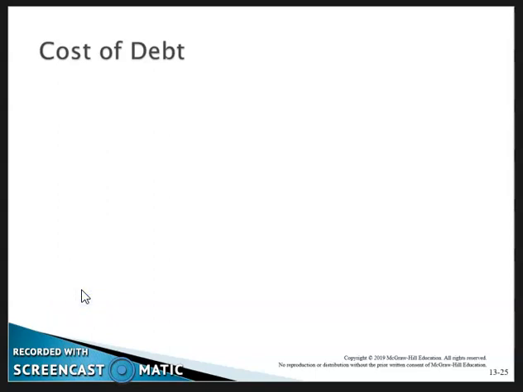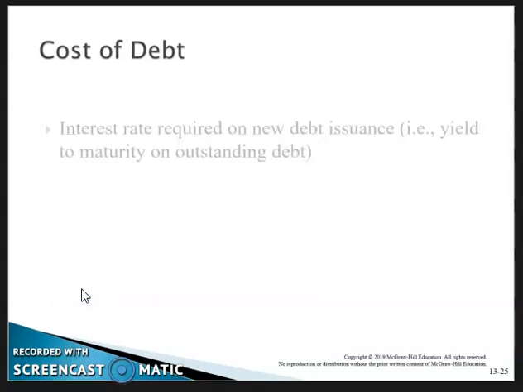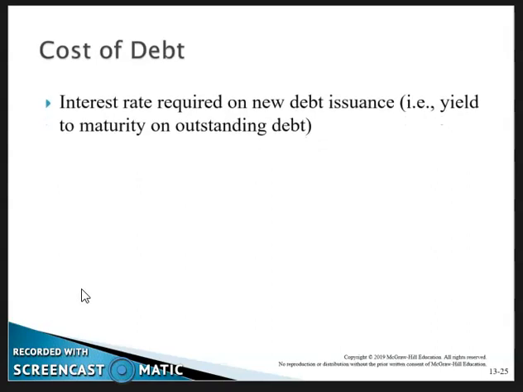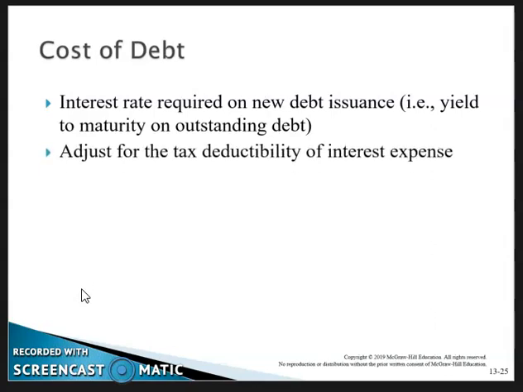Okay, cost of debt. The interest rate required on new debt is also the yield to maturity on outstanding debt. Then we have to adjust for the tax deductibility of interest expense. So we'll take the yield to maturity and multiply it by 1 minus the tax rate. One note: the Tax Cuts and Jobs Act of 2017 reduced corporate tax rates to a flat 21%.